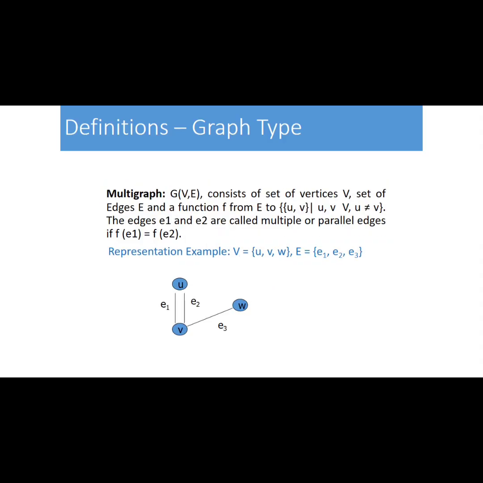Next, the multigraph. In a multigraph, there is a set of vertices V, an edge set E, and a function f from E to the pairs (U, V). Let us see the example. Here three points are there, U, V, W, and the edge sets are E1, E2, E3. Here U and V are connected by more than one edge, that is E1 and E2, and V, W is joined by E3. So in this three-vertex graph, particularly U and V are connected by more than one edge, that is, multiple lines are included here. This type of graph is a multigraph.